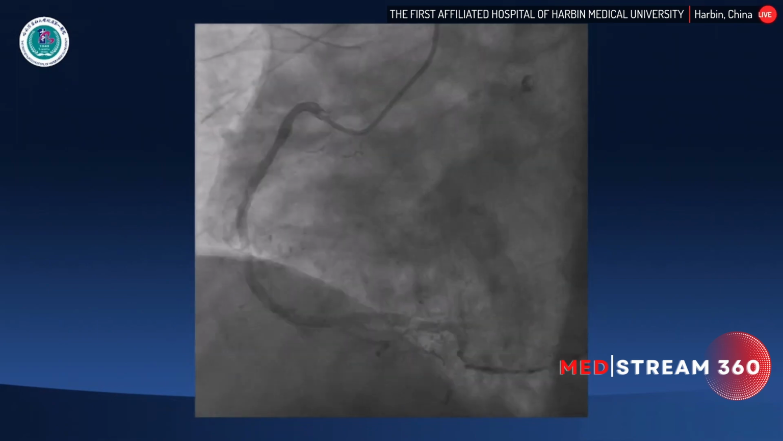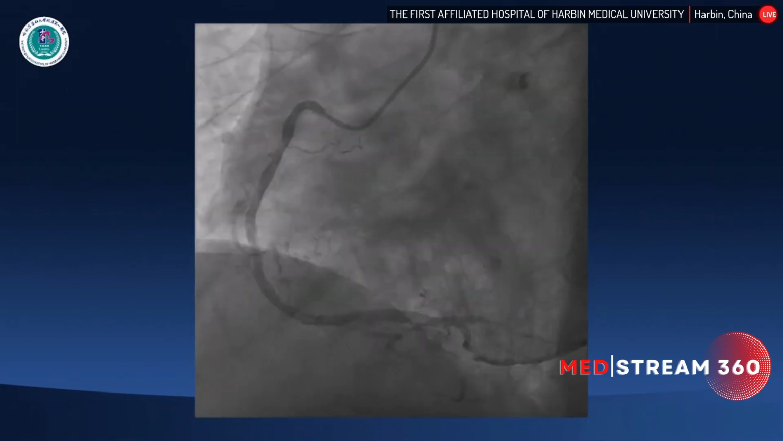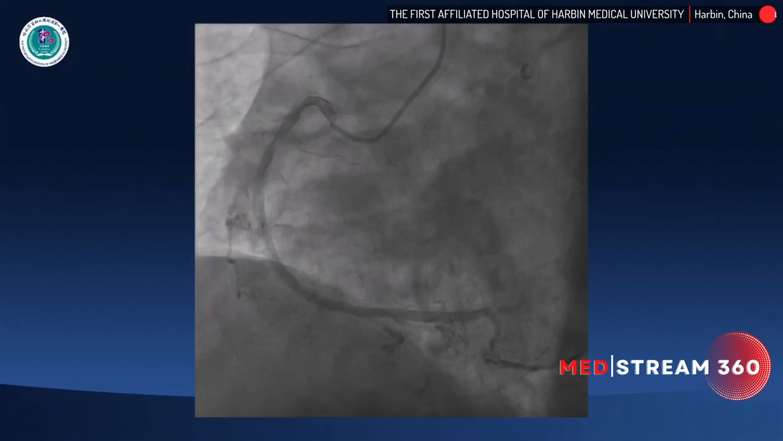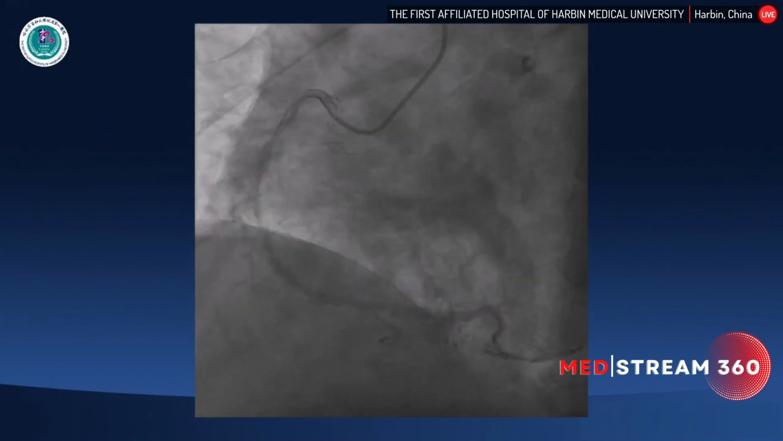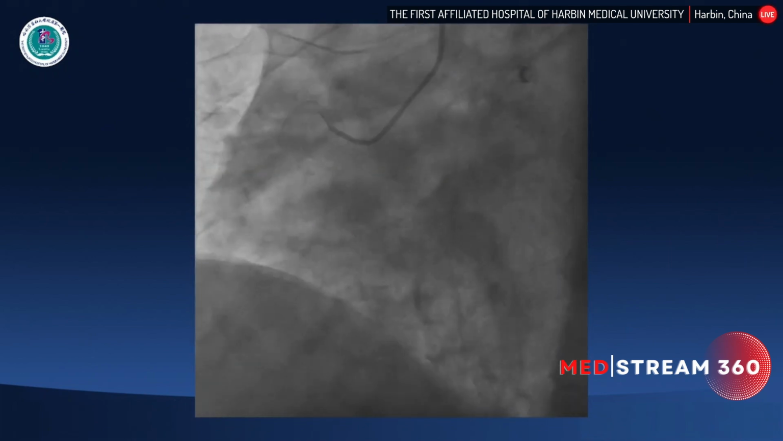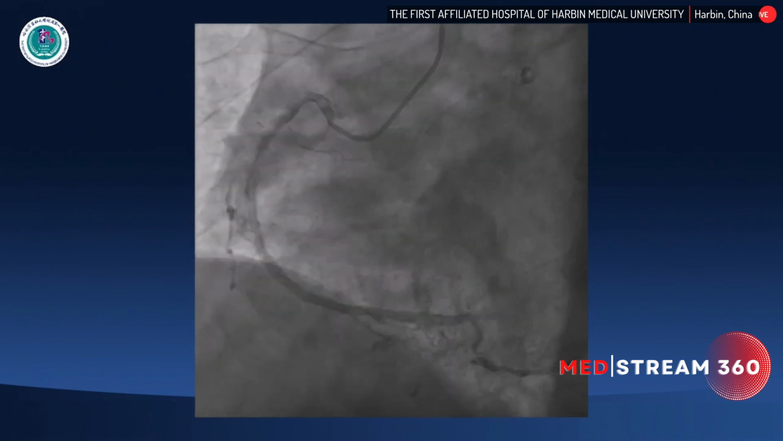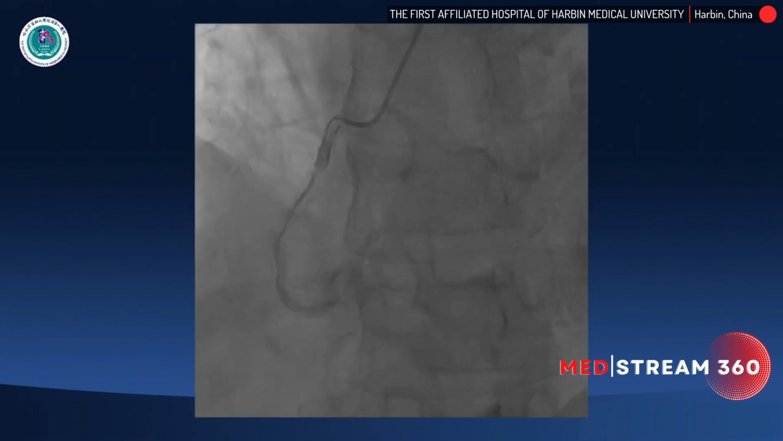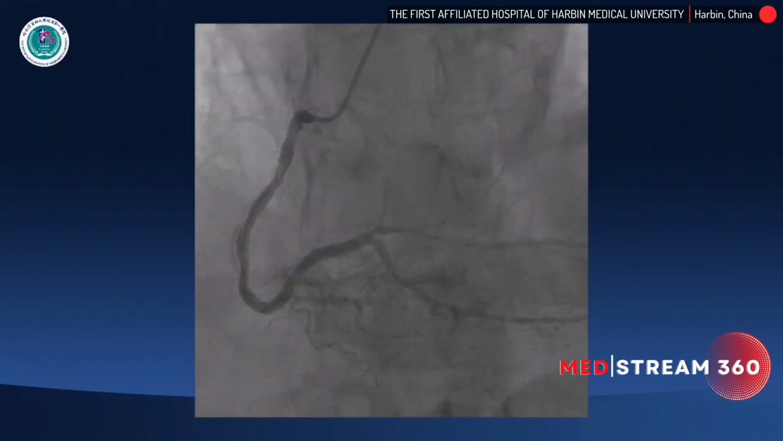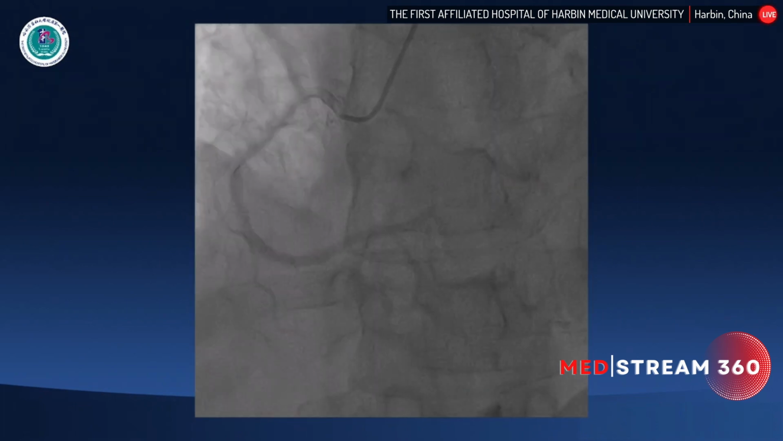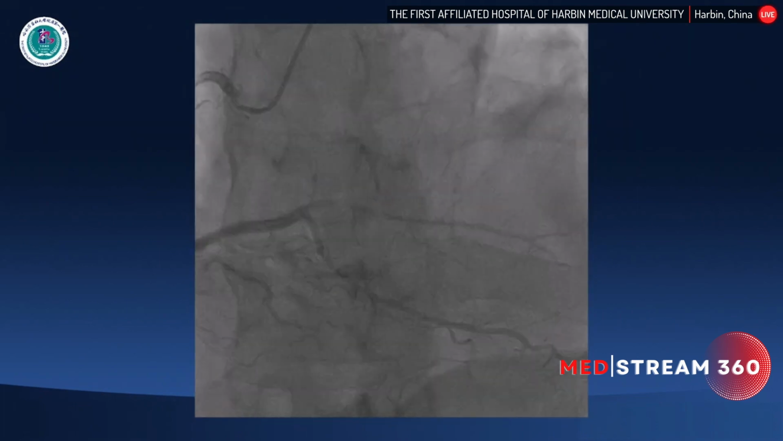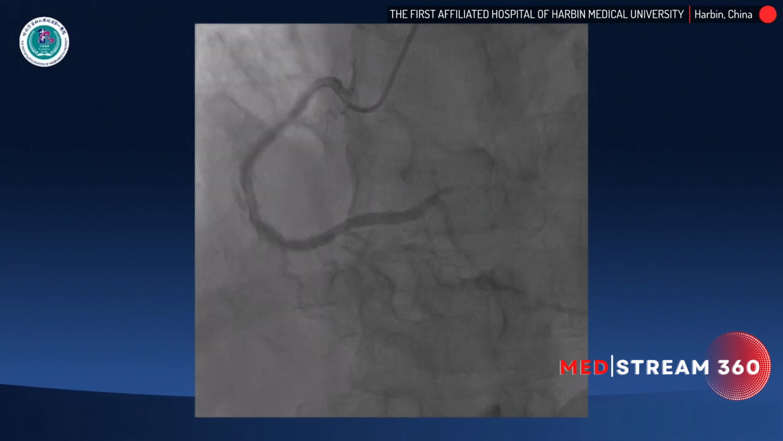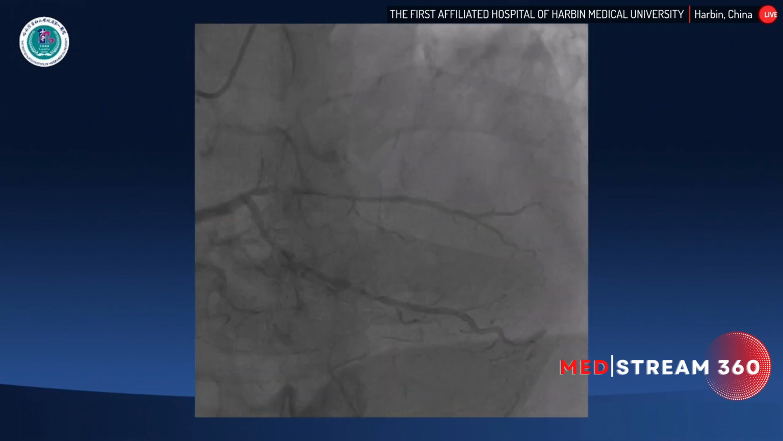This is a right coronary artery imaging, almost normal, with mild stenosis from the proximal to the middle. There is a contralateral flow to support the distal left anterior descending from the right coronary artery. This patient is a high-risk patient.